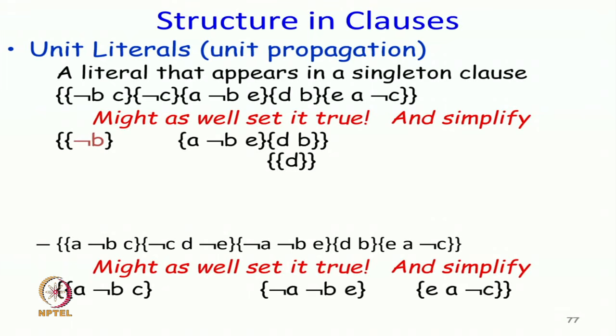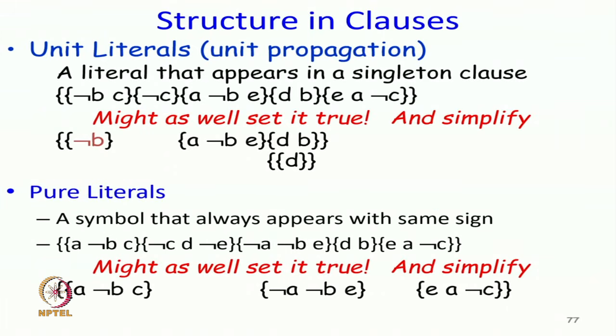What else can you do now? We can set B to false because B also has the same characteristic. These are called pure literals. By the way, if we set B to false, we will be left with E, A and not C, and they will also be pure. You can set anything. So your solution would be B false, D true and let's say A true. These are called pure literals: a symbol that always appears with the same sign. And that really helps us in not branching on some variable values and making faster progress in search.